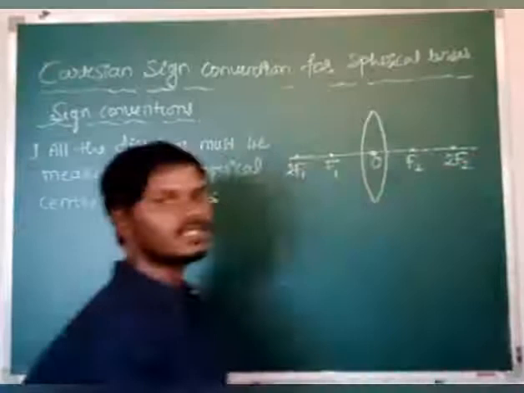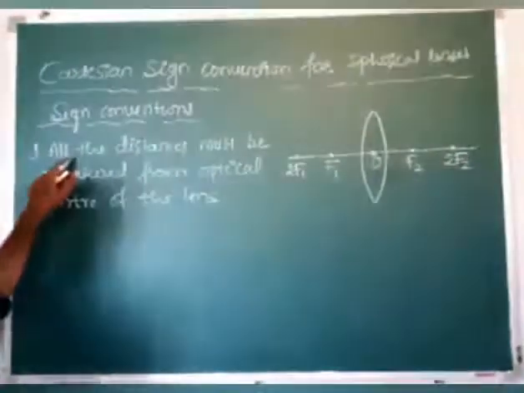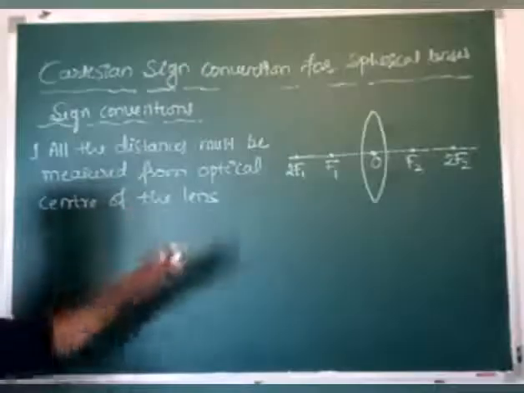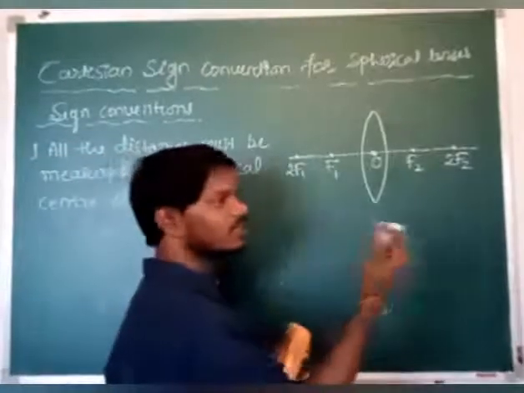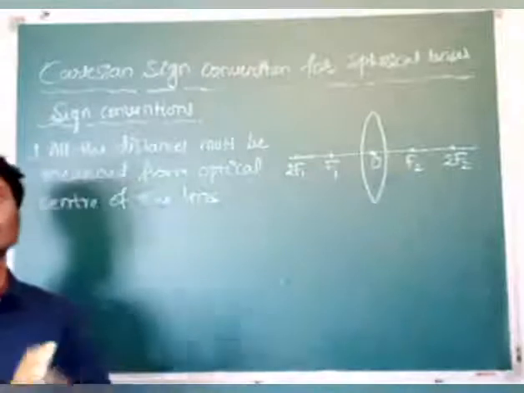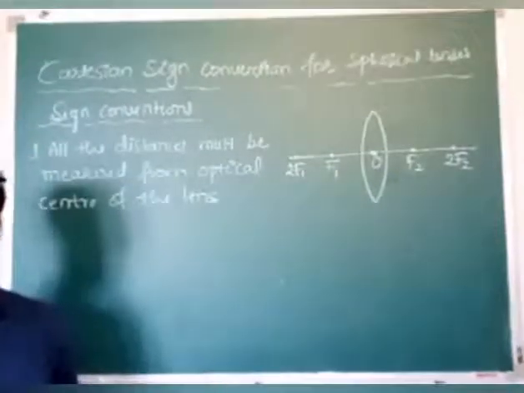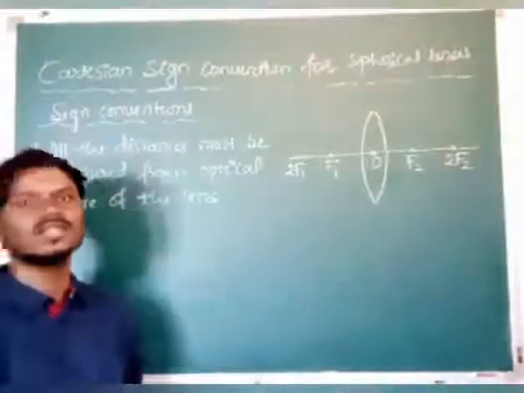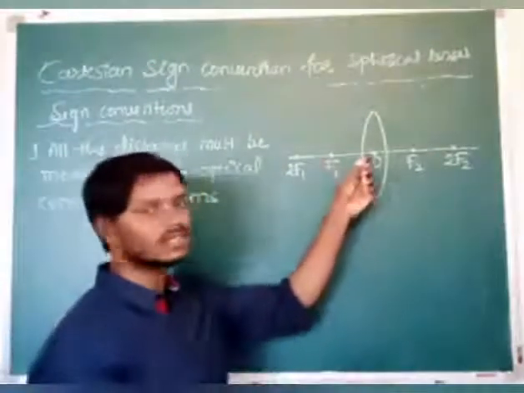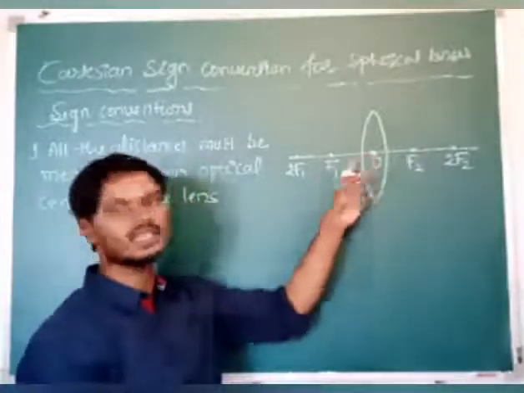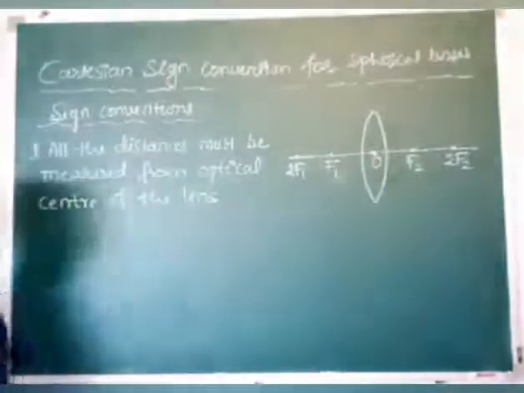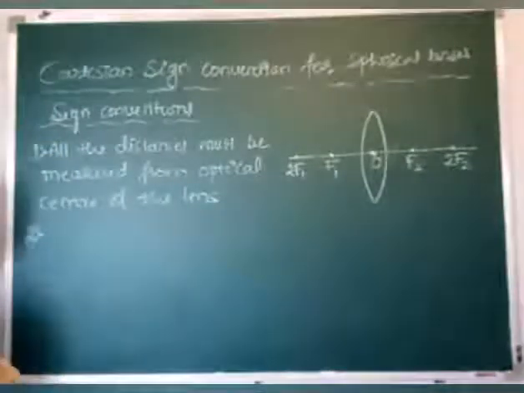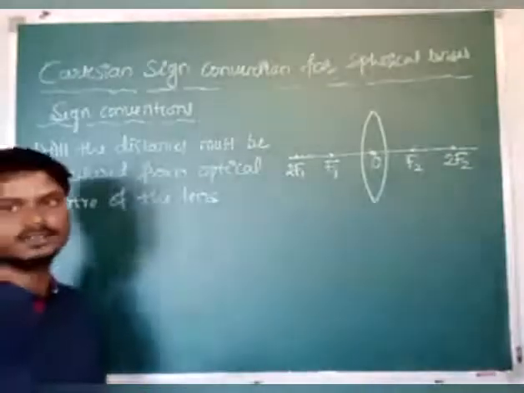Then what is the first sign convention? All the distances must be measured from the optical center of the lens. So whether we measure the distance of the object, the distance of the image, or the distance of the focus, the focal length, we measure those distances from the optical center. Then next, the second sign convention.